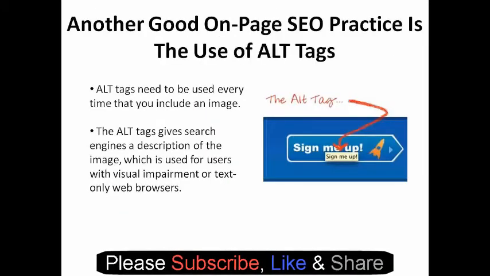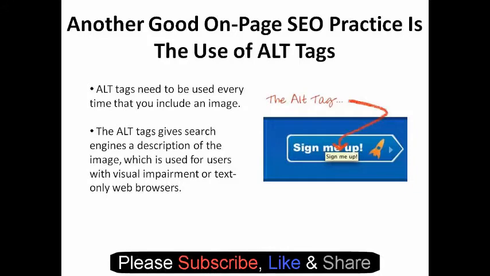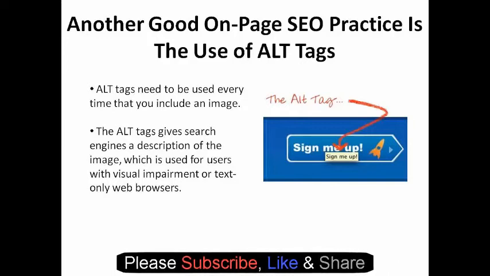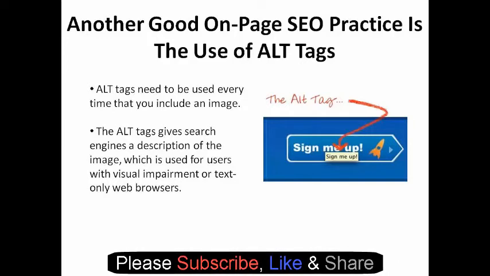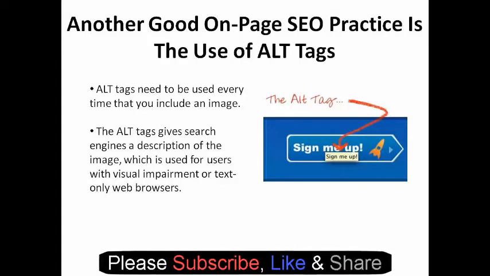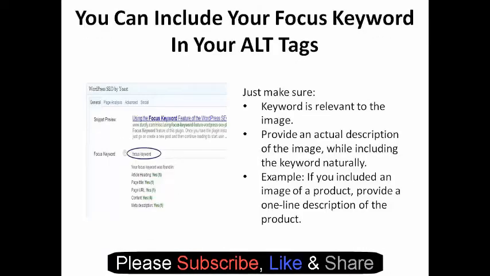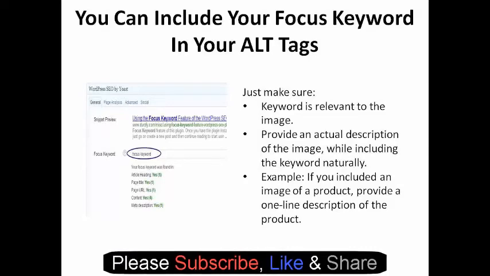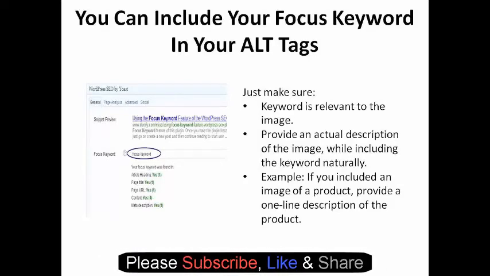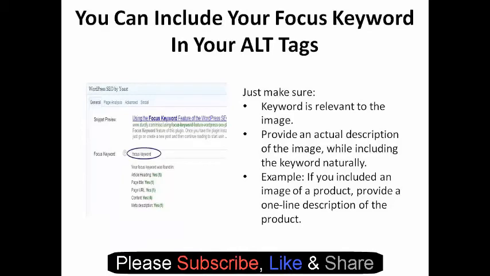The final component that goes into good on-page SEO practices is the use of alt tags. Alt tags need to be used every time that you include an image. The alt tag gives search engines a description of the image, which is used for viewers with visual impairment or text-only web browsers. You can include your focus keywords in your alt tags as long as the keyword is relevant to the image. Don't use the keyword by itself. Provide an actual description of the image while including the keyword naturally.